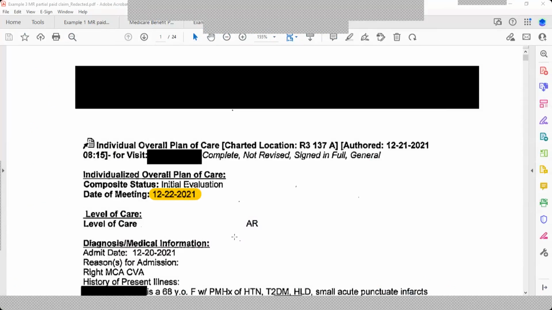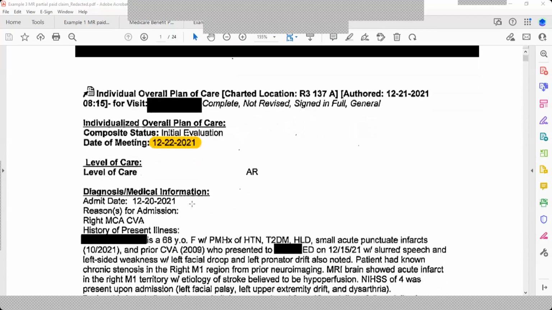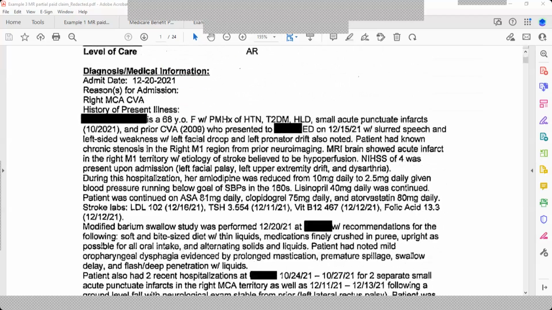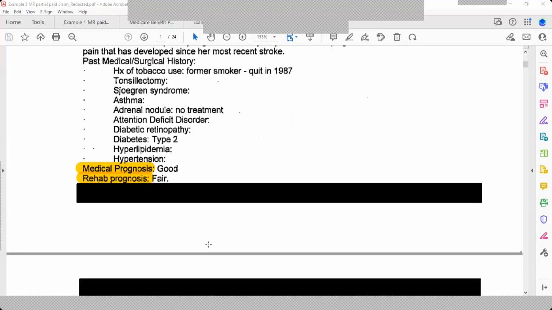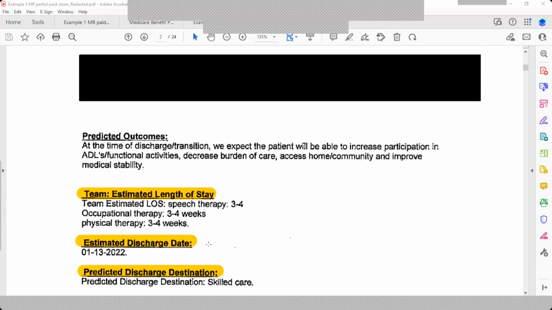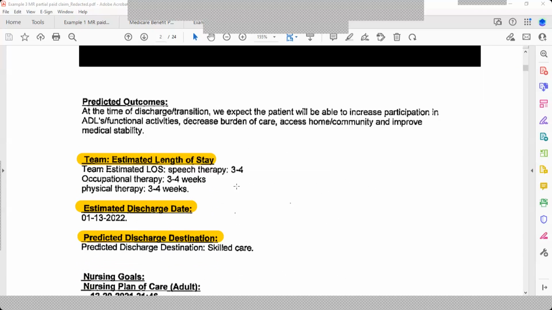The documentation for the interdisciplinary team meeting on December 22nd, 2021 is on pages 1 and 2. Interdisciplinary team conferences for this patient were held on a weekly basis per IRF requirements. On page 1, you can see that the medical prognosis is good, and the rehab prognosis is fair. On page 2, we can see that the estimated length of stay is 3 to 4 weeks with an estimated discharge date of January 13th, 2022, and a predicted discharge destination of skilled care.